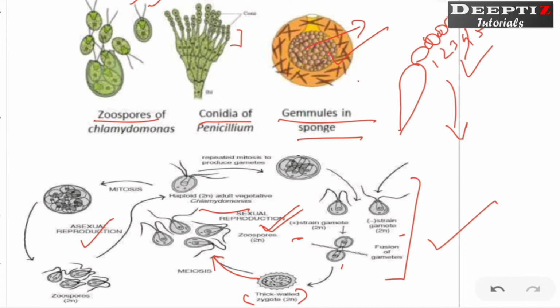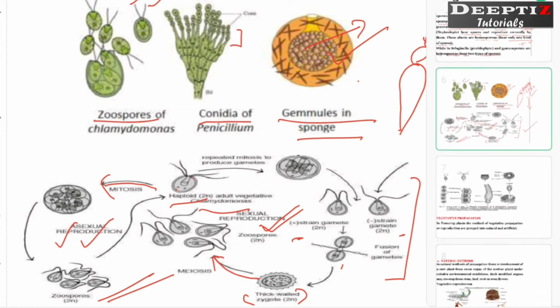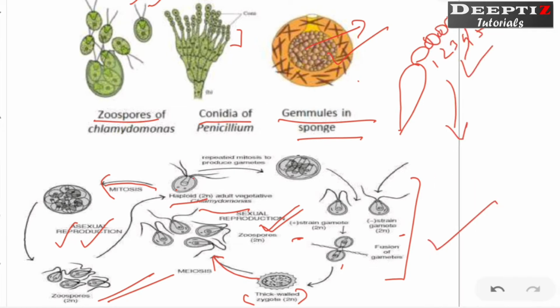But in case of asexual reproduction, what happens? One haploid cell is already there. This haploid cell undergoes mitosis. After mitosis, there is no fusion here, right? It will directly grow as new spores. When these spores fall down, they can grow as the complete organism. Here you need to remember that zoospores, which are motile, are present in chlamydomonas.